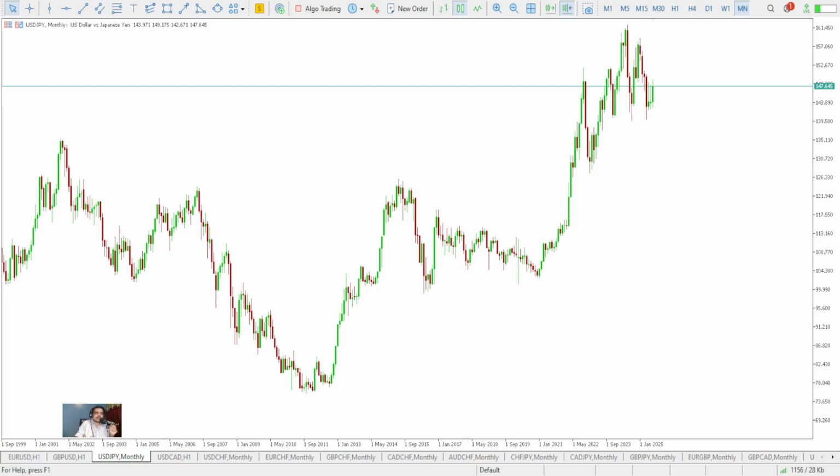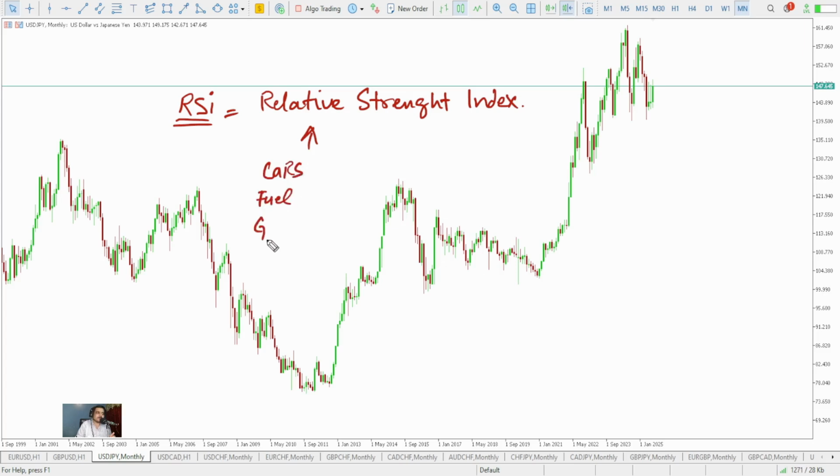So my friends, let me tell you what is RSI. RSI means relative strength index. Now remember, it is like your car's fuel gauge. You don't need to be a mechanic to understand when the tank's empty or full, right? RSI does the same. Understand this example of the car fuel gauge and RSI, relative strength index, the fuel gauge of the market, which tells us what? It has several numbers.